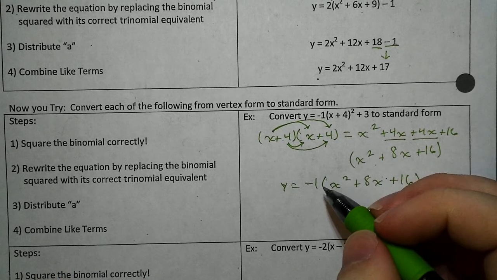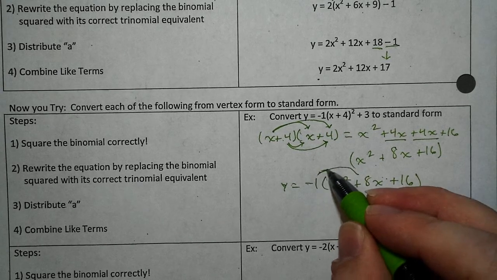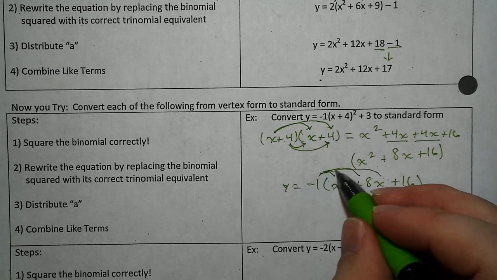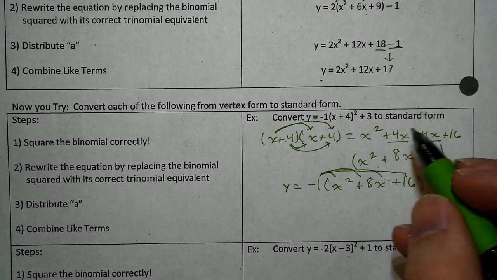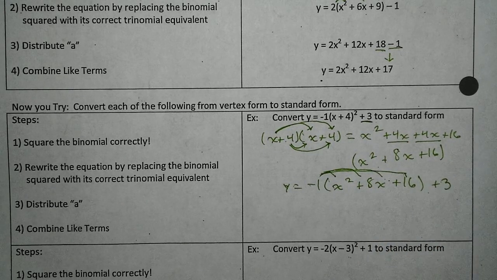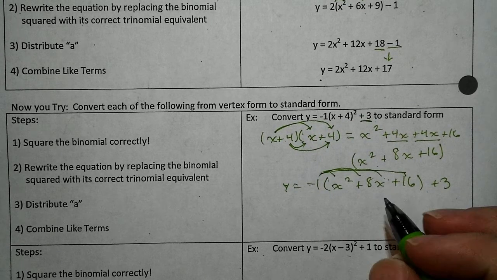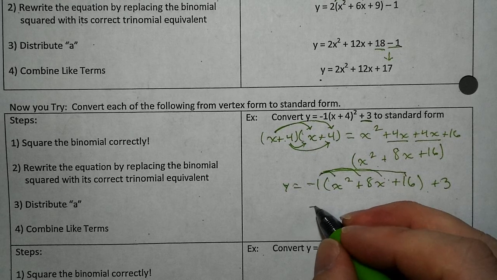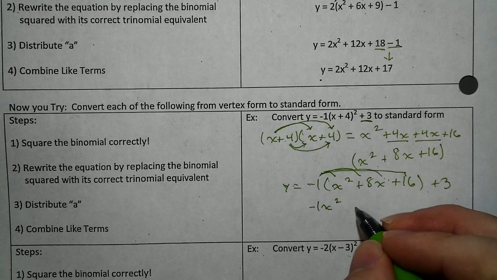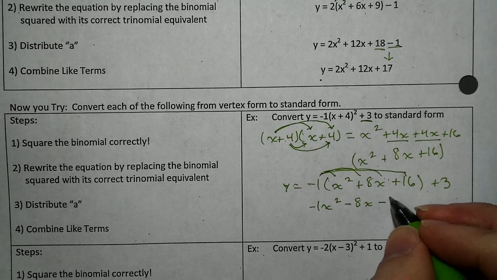Distribute this out. So negative 1 times everything in there. Sorry, didn't stretch it out far enough. And we still had a plus 3 at the end, so plus 3. And that is outside the parentheses, because it was outside the parentheses there. So negative 1 times x squared is negative 1x squared. Negative 1 times 8 is negative 8x. Negative 1 times 16 is negative 16.